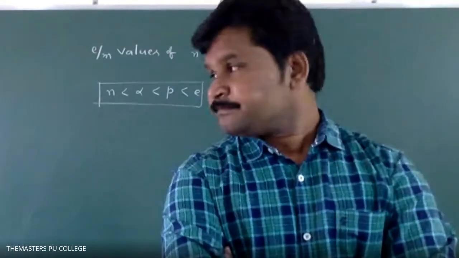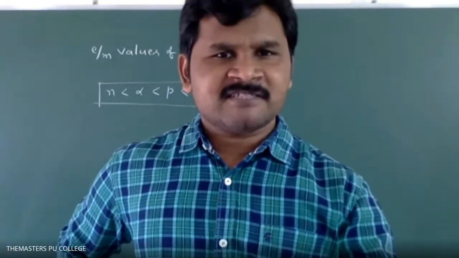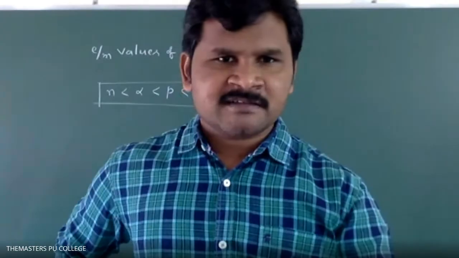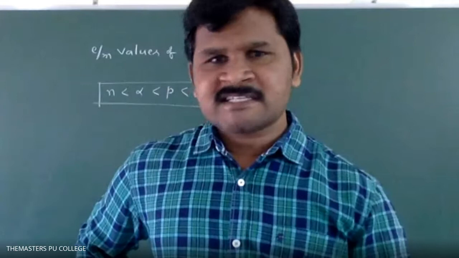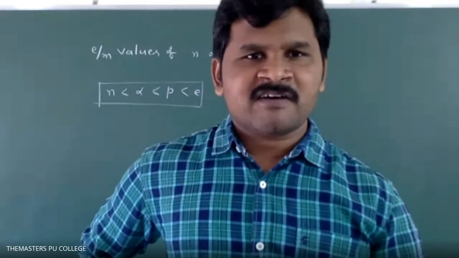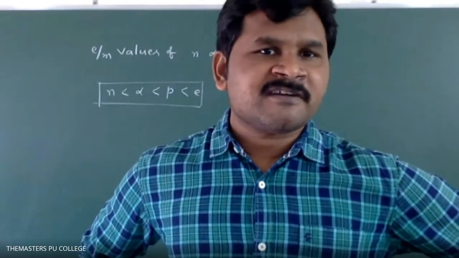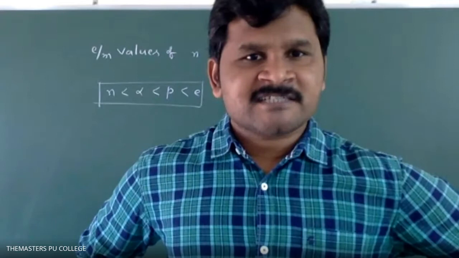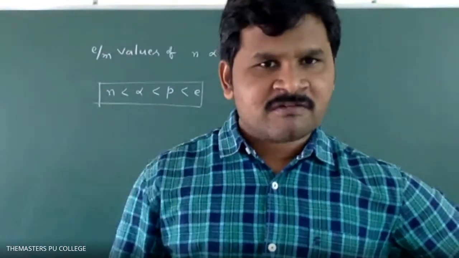The e/m value for neutron is 0, because the charge of the neutron is 0, so that is why it is the least. For the proton, charge is 1 and mass is 1. For the alpha particle it is 0.5. How 0.5? The charge is plus 2 and the mass is 4, so the alpha particle is 2 divided by 4.